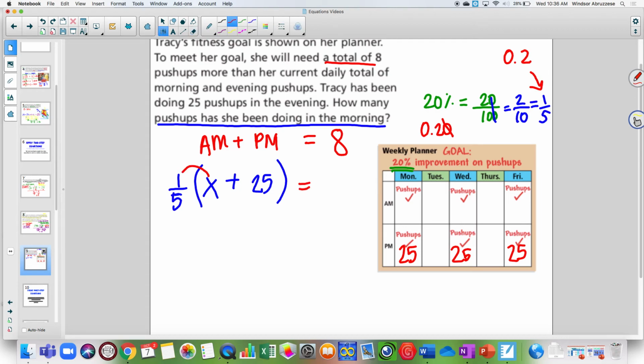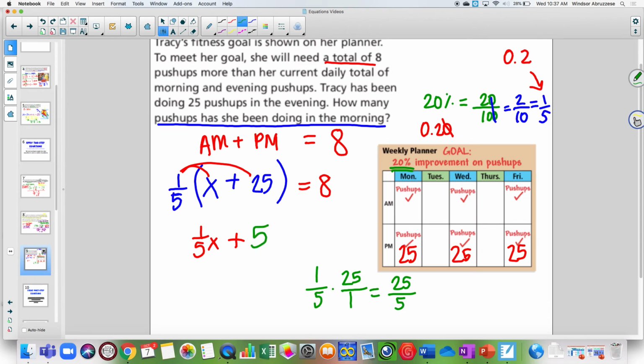1/5, oops, I forgot my equals 8. 1/5 of the quantity x plus 25, you're going to distribute that fraction. So 1/5 times x is 1/5 x plus, what's 1/5 times 25? Look, 1/5 times 25 over 1. We're really just doing 25 divided by 5, which is 5, equals 8. Let me erase this just to not confuse you. Now we're at a standard 2-step equation. Let's finish solving it. Let's get rid of that constant by subtracting 5 on both sides. I'm left with 1/5 of x is equal to 3.